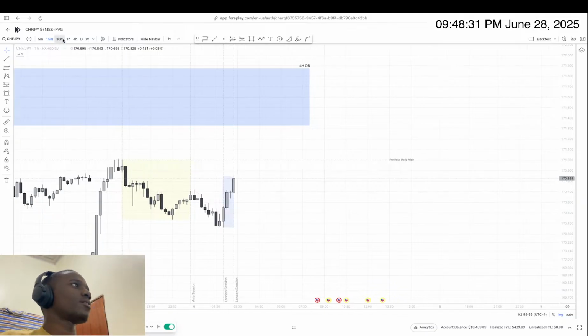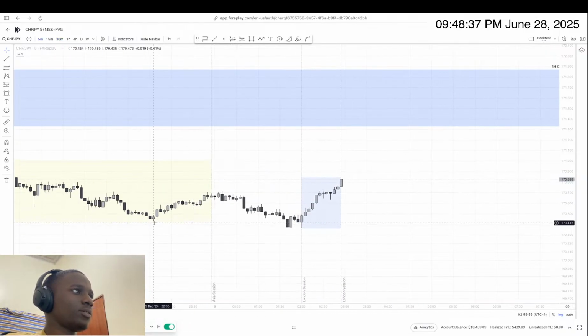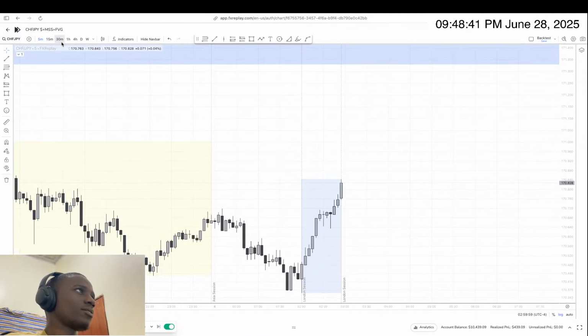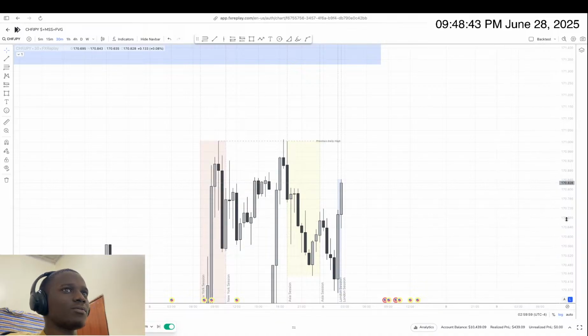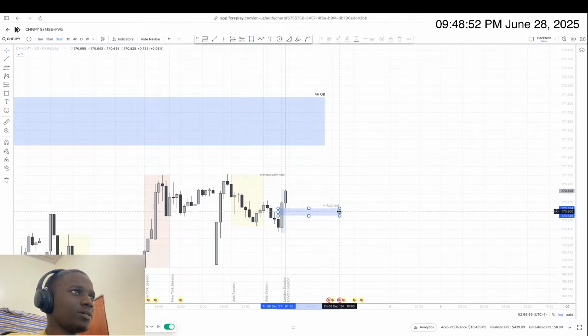Okay, this is looking nice. We have this shift. We swept liquidity low there, then we shifted structure, and on the 30 minute it's where it's clear. On the 30 minute you can see it's where we took out these lows, shifted structure, so our retracement will be in this fair value gap here.